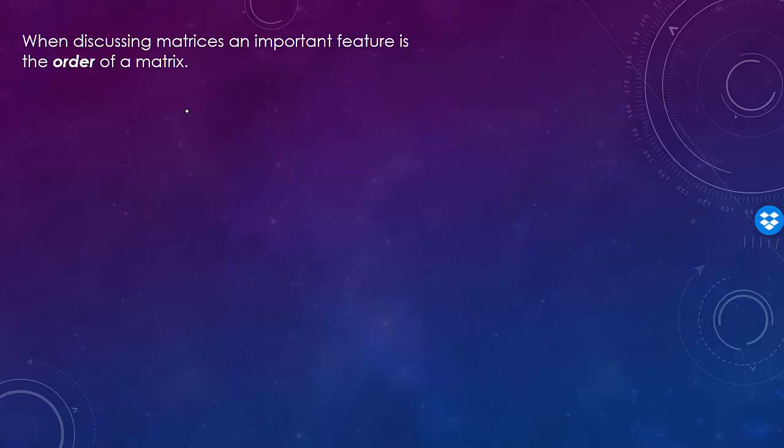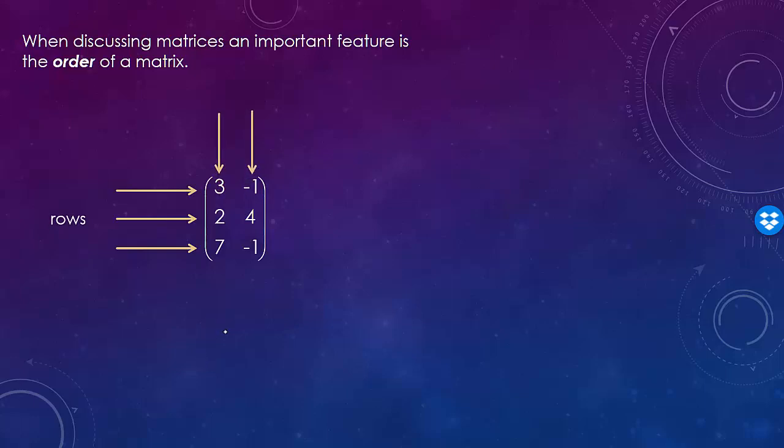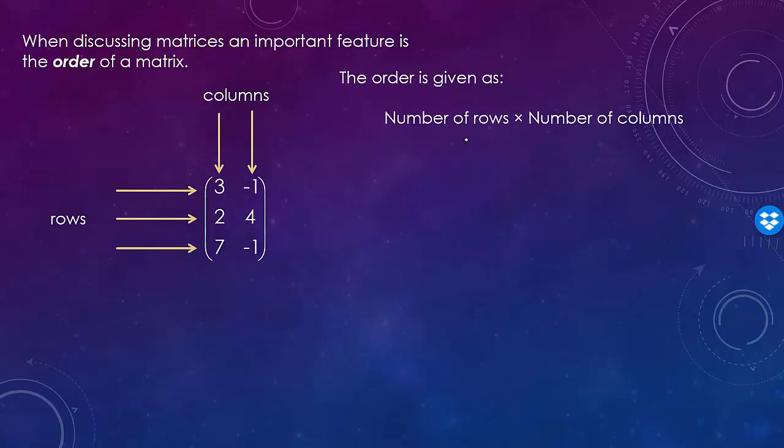When discussing matrices, an important feature is the order of a matrix. So if we consider this matrix here, we can see that it has 3 rows. We can also see that it has 2 columns. The order is always given as number of rows times number of columns. Now we don't actually multiply these numbers together, so we write down the number of rows, the multiplication sign, and the number of columns. So this matrix here is 3 by 2.